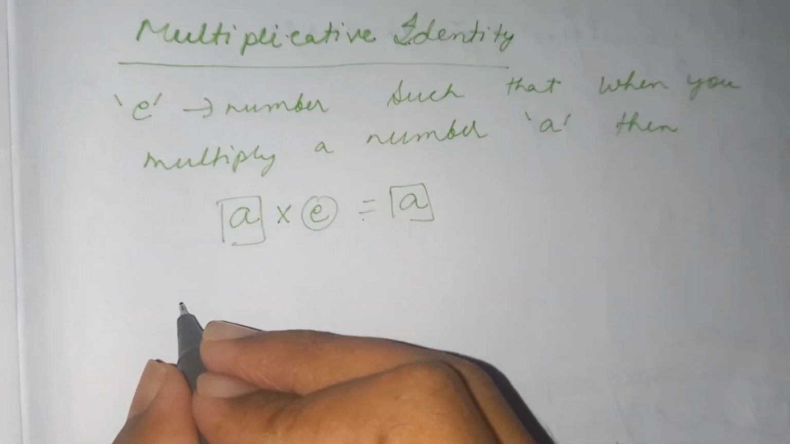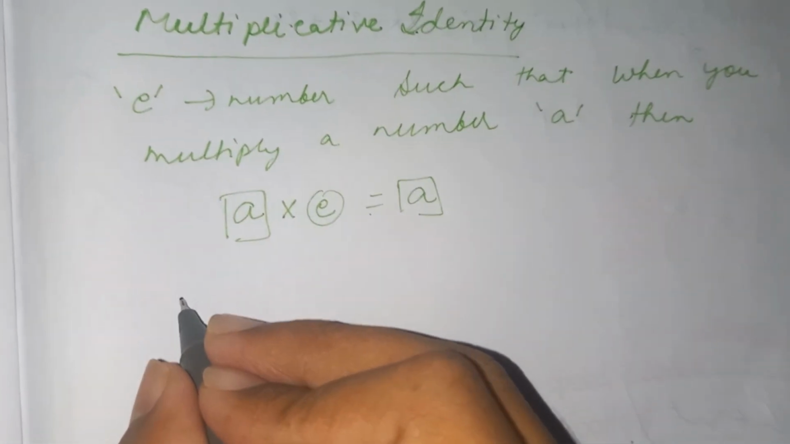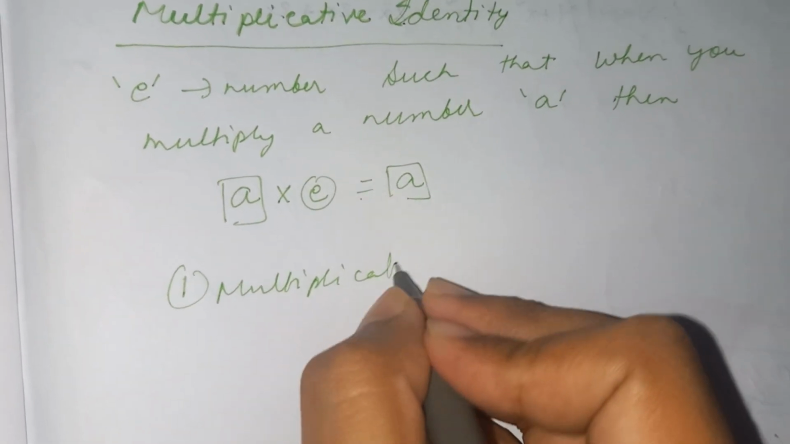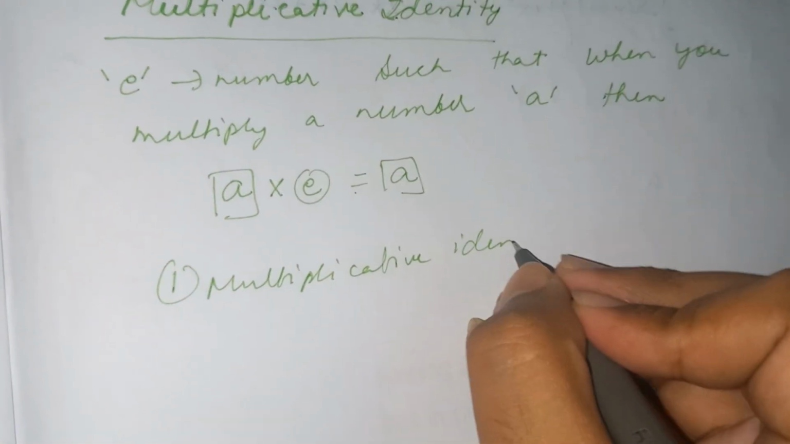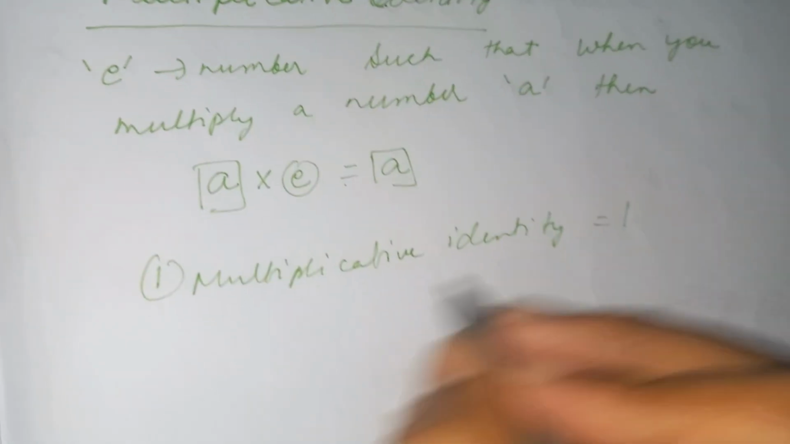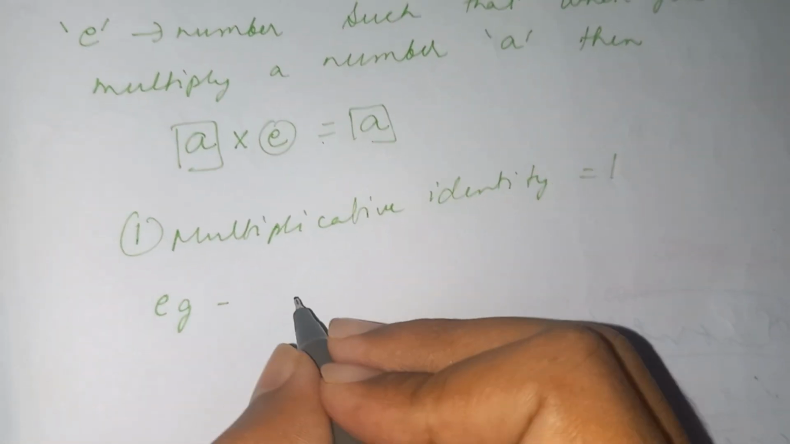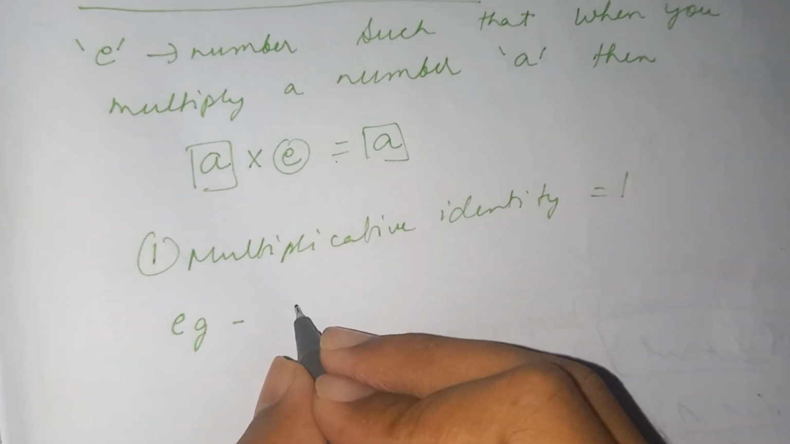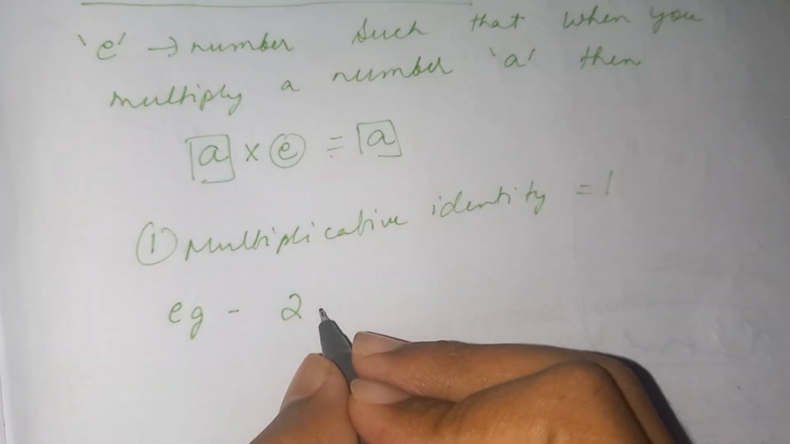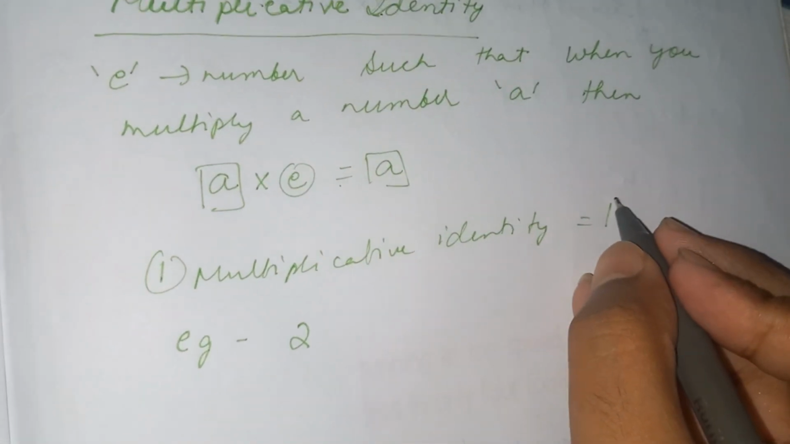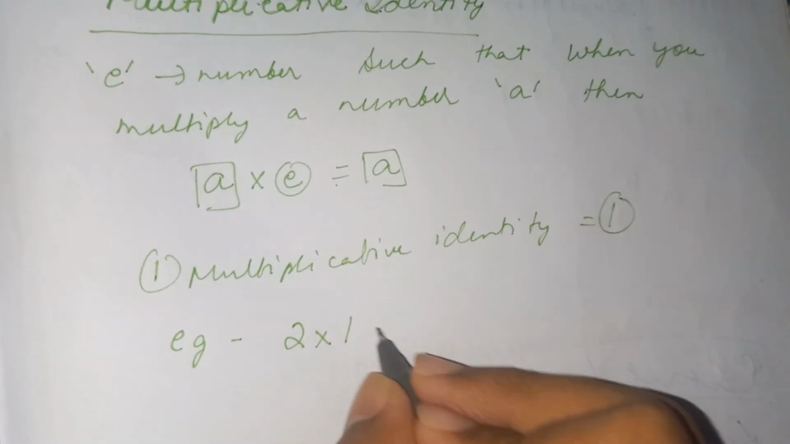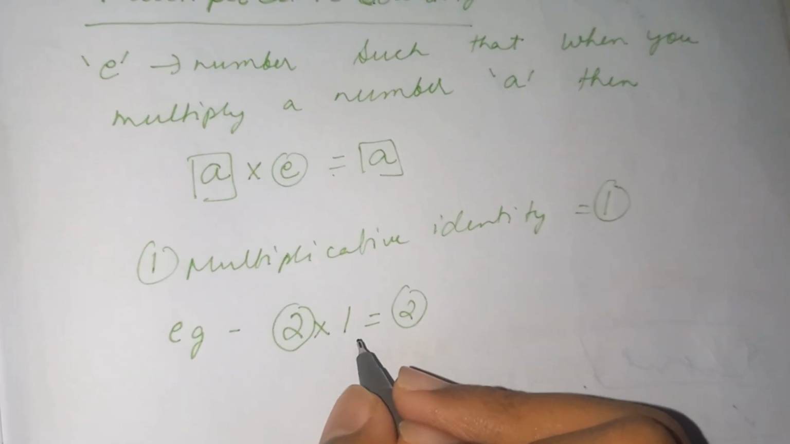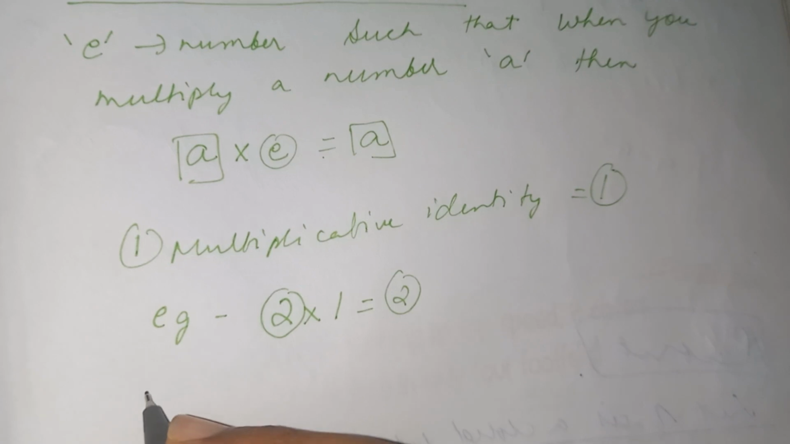So in case of normal multiplication, we have the multiplicative identity as 1. So first we will see the example. Suppose we take any number, 2, and if we multiply it with the multiplicative identity, which is 1, then the result is 2 itself, which is the number we are multiplying.